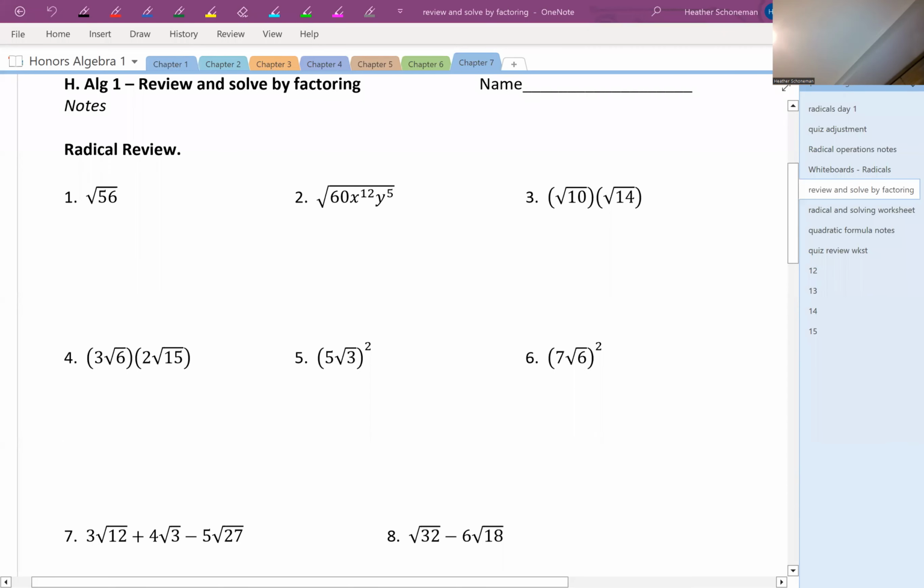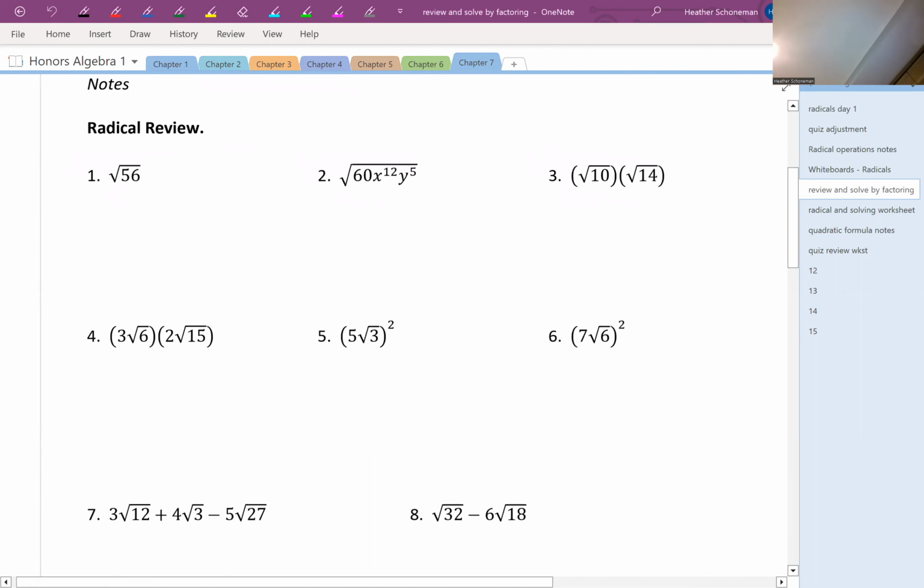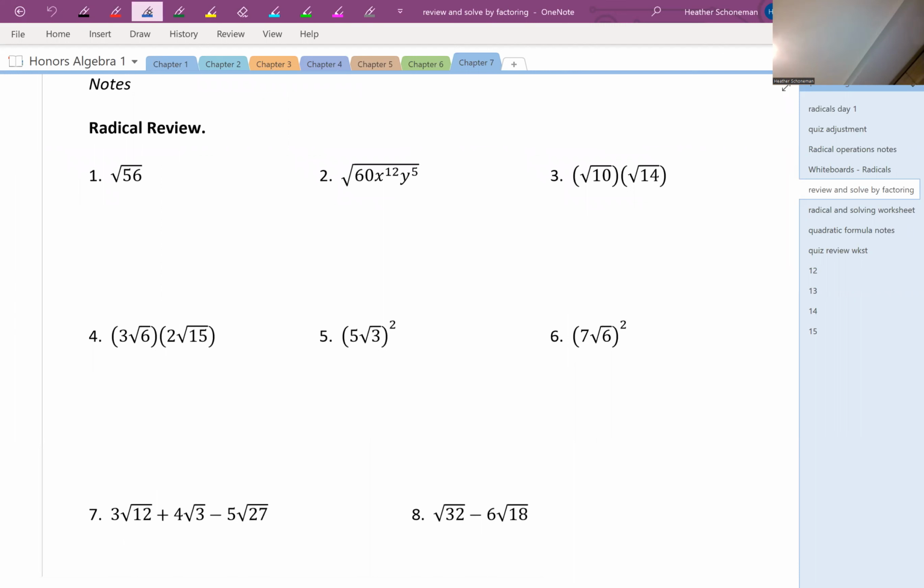Okay, this video is a review of what we've done so far on radicals, and then also teaching you a new way to solve quadratic equations. So it's a combo. So if you've missed a day or two or you don't remember something, hopefully this review will help. So on the first problem, we want to simplify the radical.